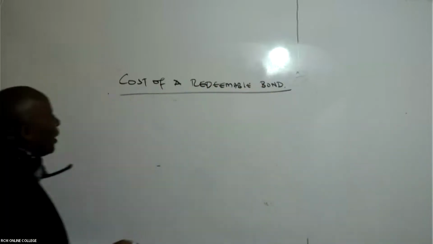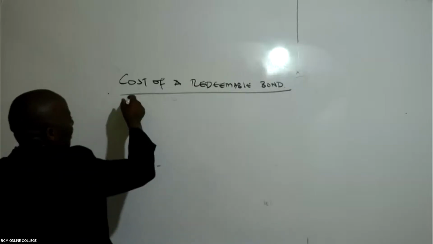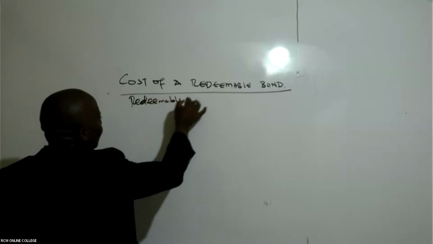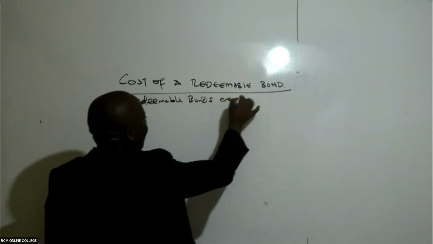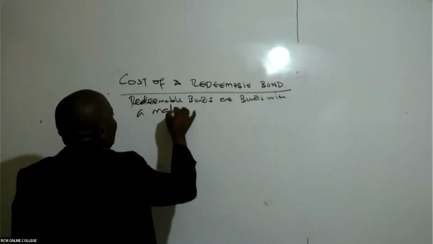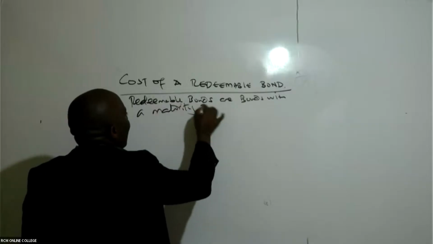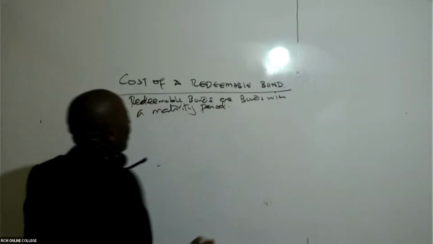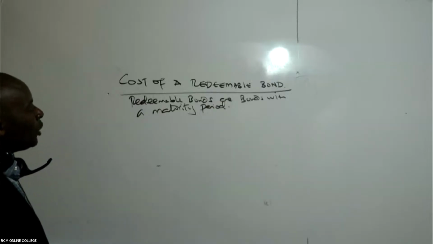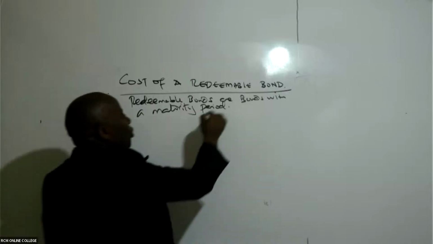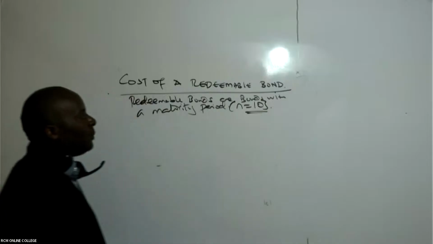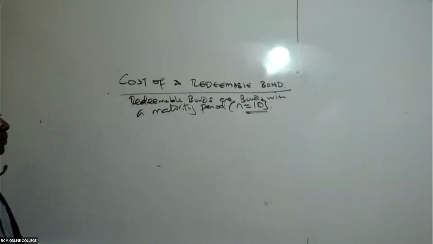All right. Whenever you hear a bond has a maturity period, redeemable bonds are bonds with a maturity period. We call them redeemable. Like in this question, they have told us the number of years for the bonds to be redeemed, the redemption years, which is 10 years. So it's a redeemable bond.